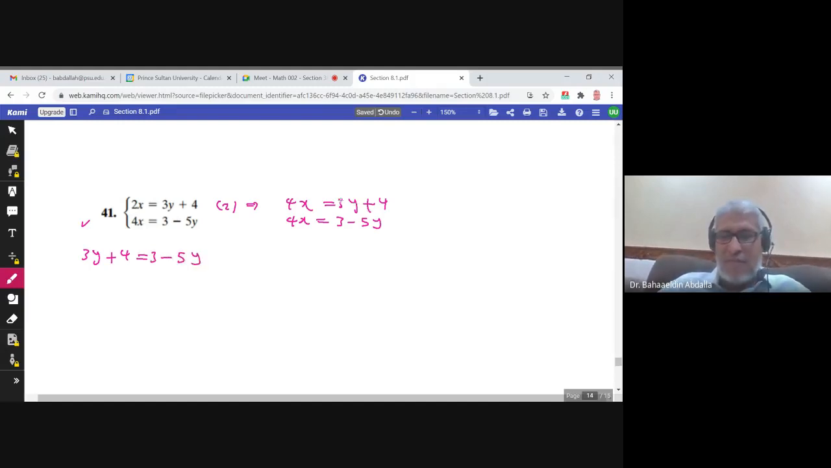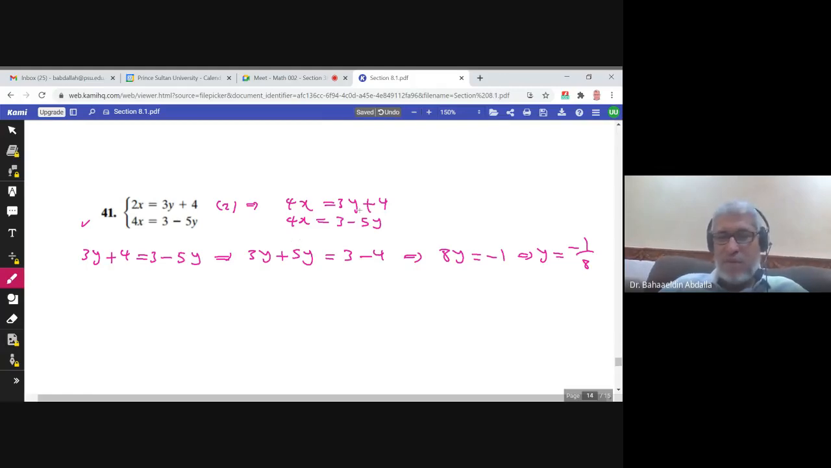You can say that this is substitution. I substituted the value of 4x from the first equation into the second equation. So now I have one equation in one variable. If you take 5y to the other side, you will have 3y plus 5y, and here you have 3, and if you bring 4, it would be negative 4. 3 plus 5, 8y equals negative 1, so y is negative 1 over 8. So this system has a unique solution.